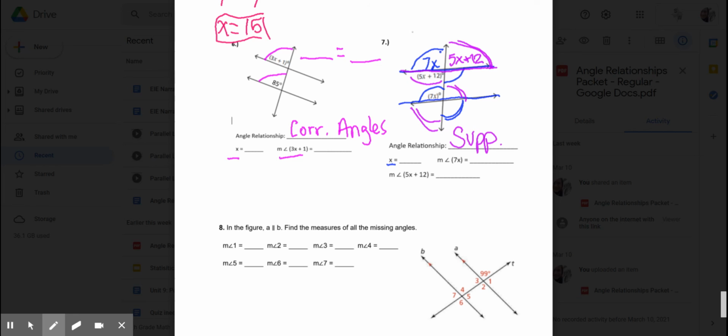So when I write the equation, I would write that the 7x angle plus the 5x plus 12 angle equals 180. So that's how you're going to write that equation. And then to solve it, you would have to simplify first, and once you have a simplified equation, follow the two-step process.